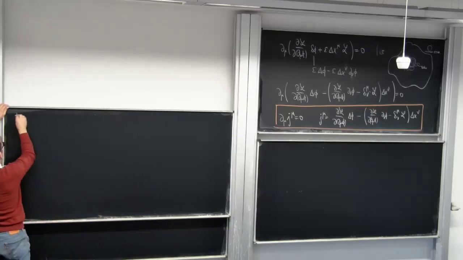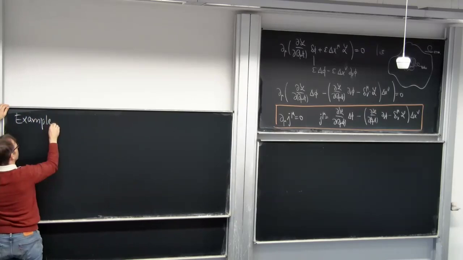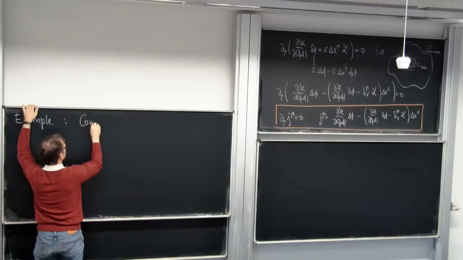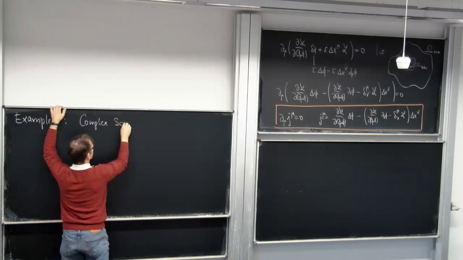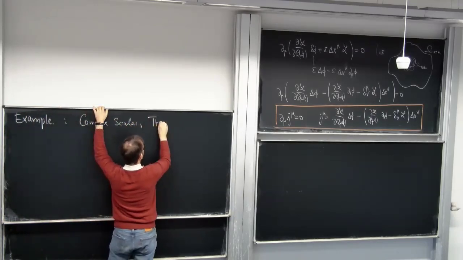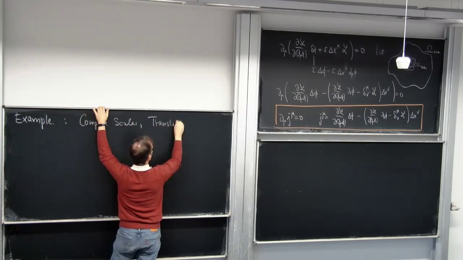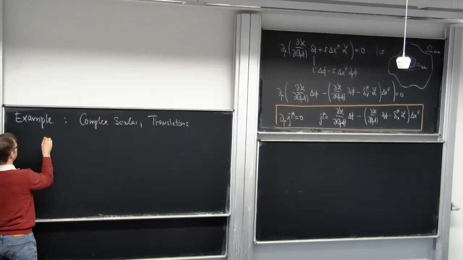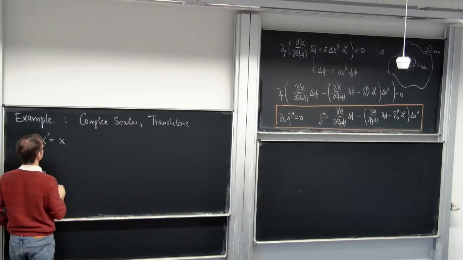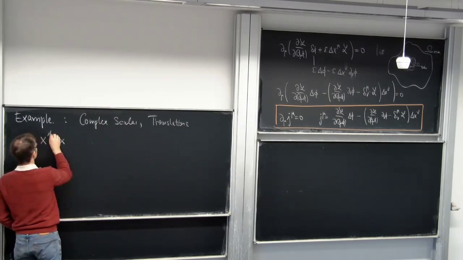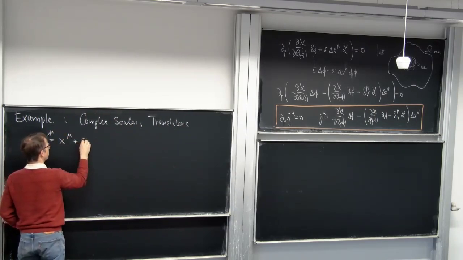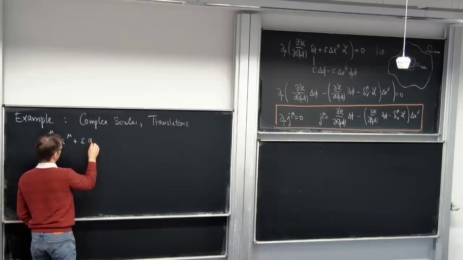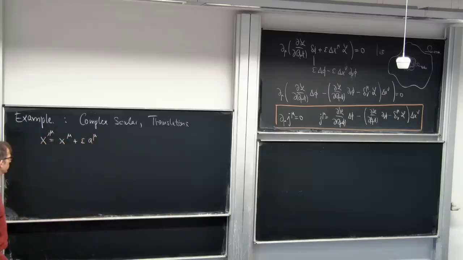Example, complex scalar and in translations. See how we write this all down. The x prime is the x plus a little bit. So let's have the Lorentz in x plus an epsilon a mu, and let's say the a mu is a 4 vector and it parameterizes the translation.